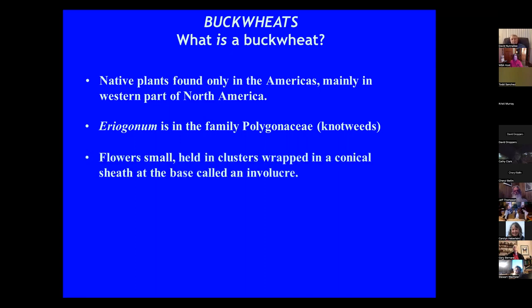One of the characteristics of buckwheats, and this often helps to ferret out whether a plant in your hand could be a buckwheat: the flowers are small, very small. The flower heads are typically clusters of numerous flowers, and the small individual flowers are held in clusters, which are wrapped in a little conical or round-bottomed sheath at the base. That's called an involucre.